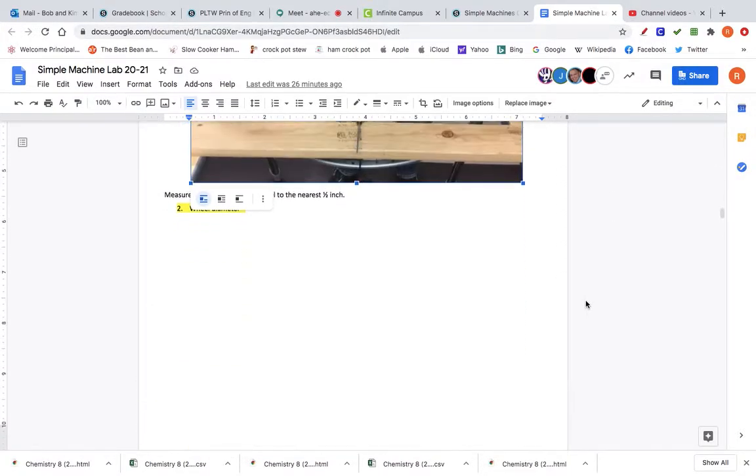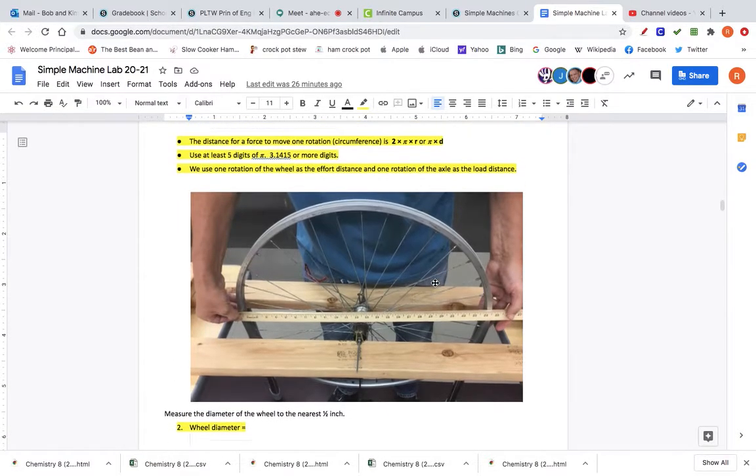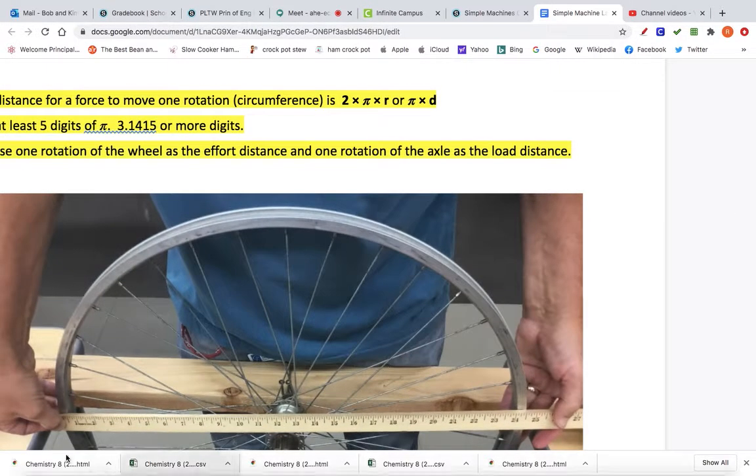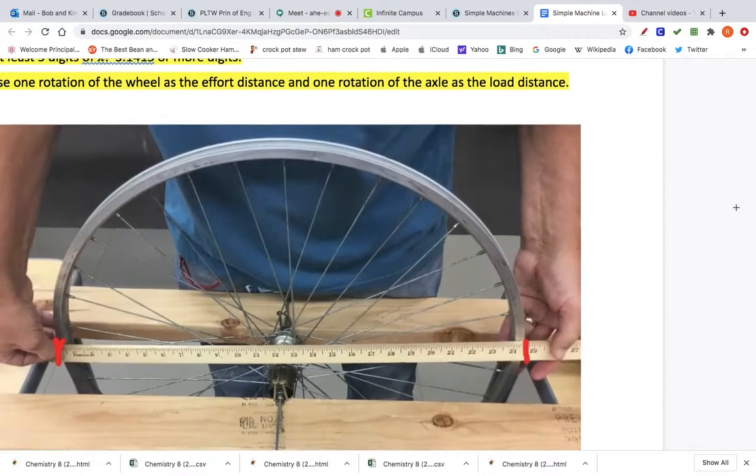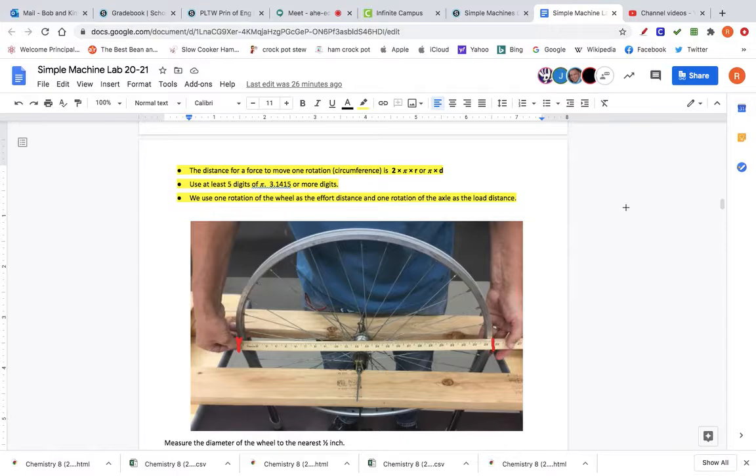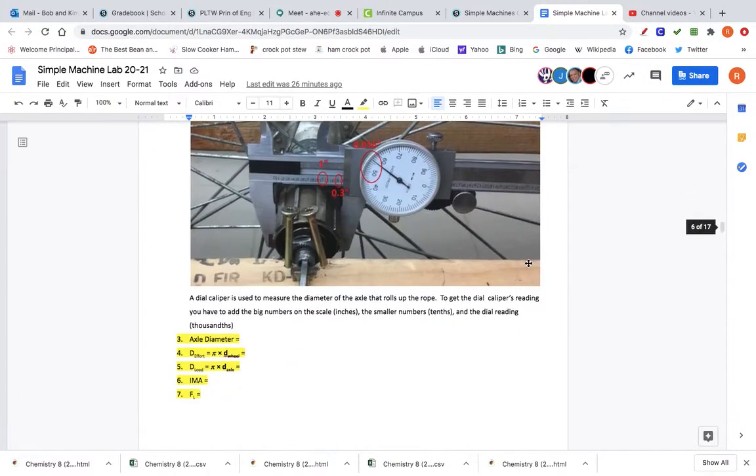So we need to take a look at this. You need to measure this to the nearest half of an inch. So the diameter from here to right here, and you can see what the mark is there. 24 and a half, it looks like. So that's what you need.